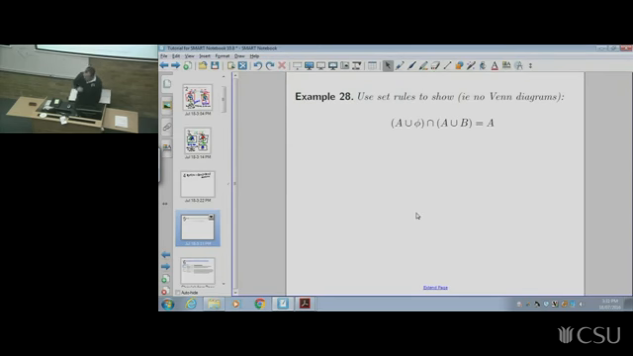Okay. So let's try to use these rules to prove something. Here we've got an inequality with sets. We're going to try to use these rules to simplify this expression. So let's just read it out loud. You've got A or the empty set, and A, or B is equal to A.